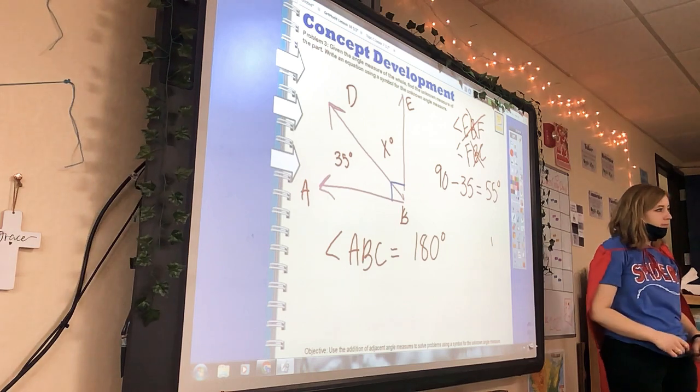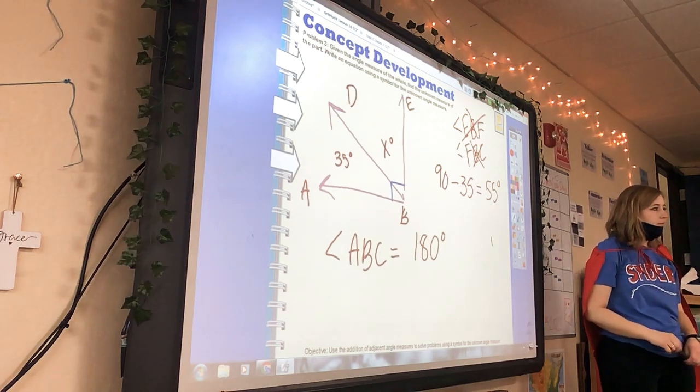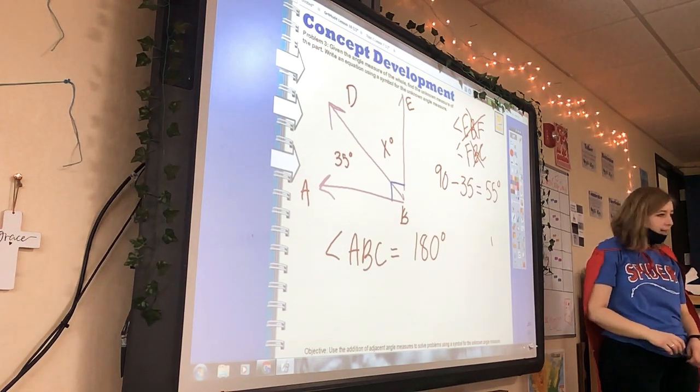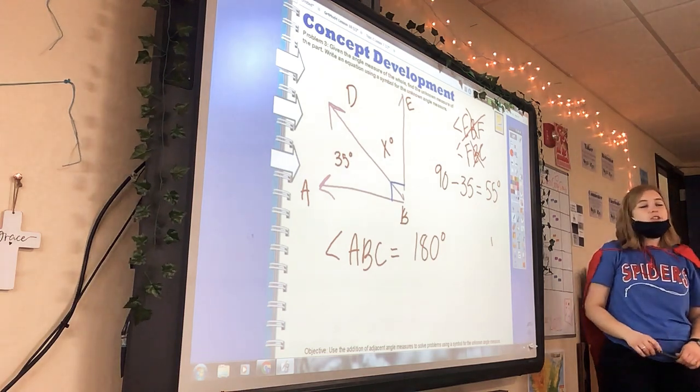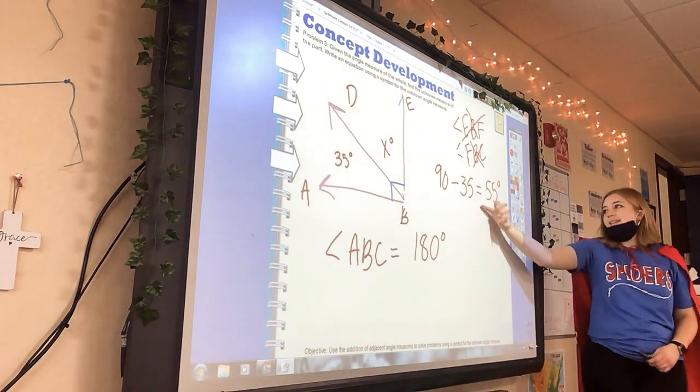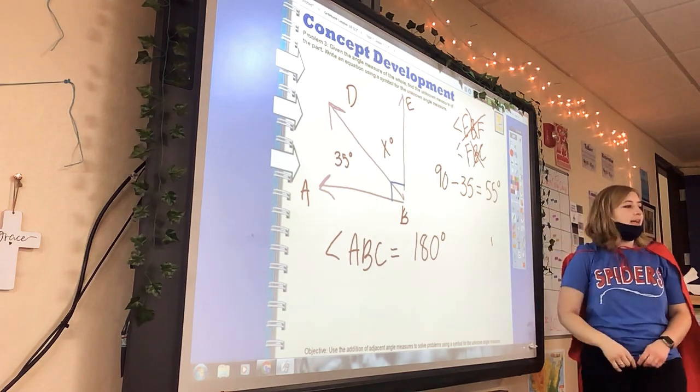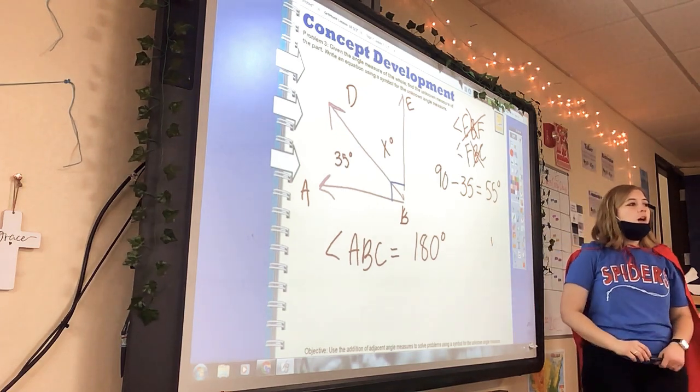And the way to check your answer, you can do 55 and 35. If you're not sure, go ahead and check. You can add these together and make sure that they add up to 90, and that will get you your final answer.